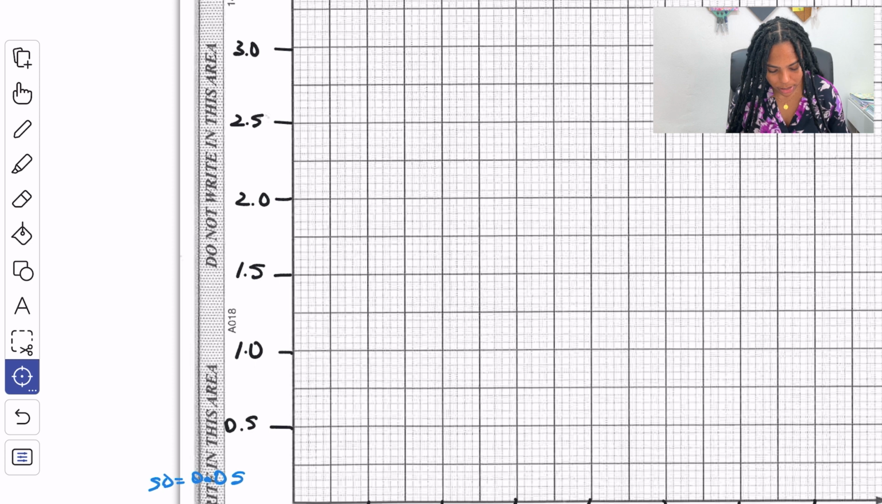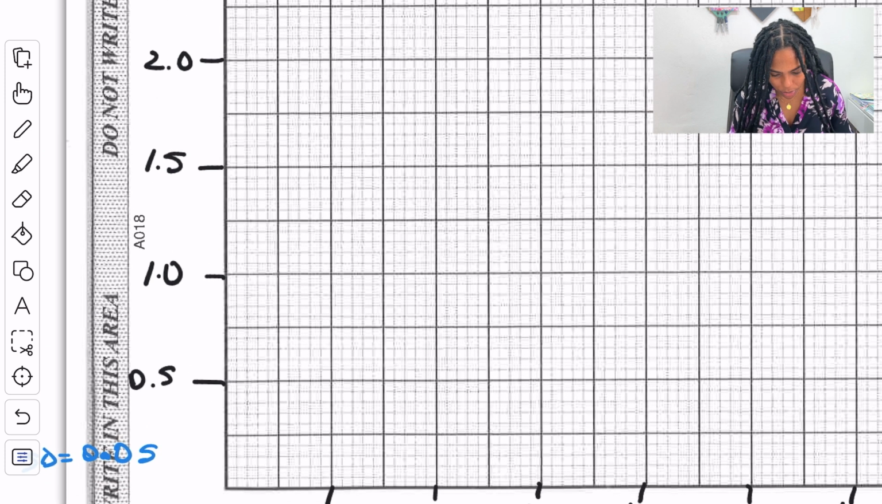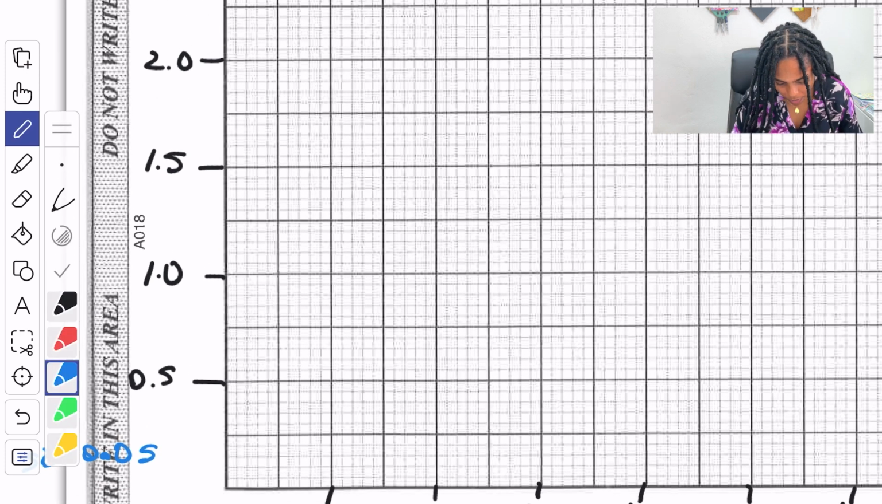If I know that the smallest division is 0.05, then I'm looking at 0.05, 0.1, 0.15, 0.2, 0.25, 0.3, 0.35, 0.4, 0.45, 0.5. So I'll come by 20, go up until I find 0.15, which is 0.05, 0.1, 0.15 is right here.